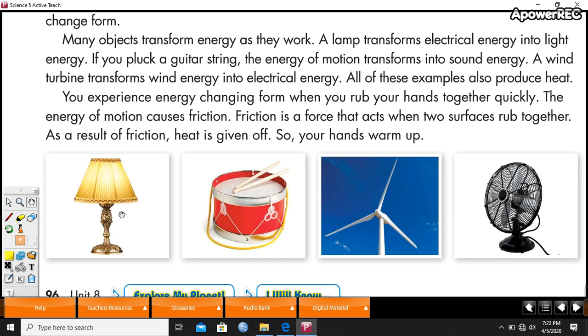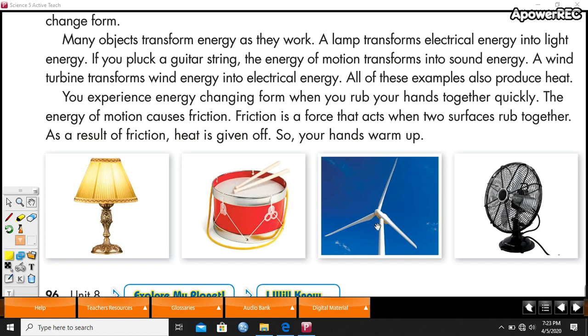Now let's see the first picture, the electric lamp. How is the energy transformed in this electric lamp? Now you can find it in the second paragraph. A lamp transforms electrical energy into light energy. So the lamp here transforms electrical energy into light energy. Look at the second picture. The second picture is a drum. What do you think the energy transformation is for this drum? So when you're playing a drum, the motion will transform into sound energy. You can hear the sound after you hit the drum.